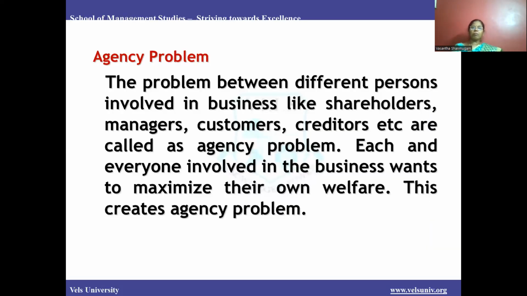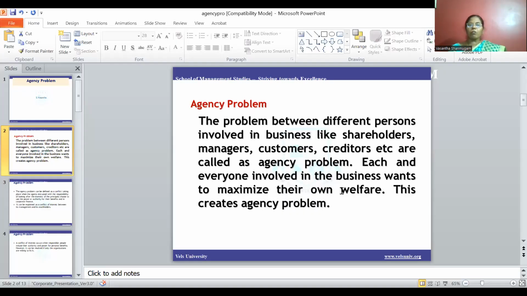The problems between different persons involved in business, like shareholders, managers, customers, creditors, etc., are called agency problems. Each and every one involved in the business wants to maximize their profit or their interest. That is one of the important things. This creates a problem between the principal and agent, or we can say the shareholders and the board of directors. So this is called the agency problem.